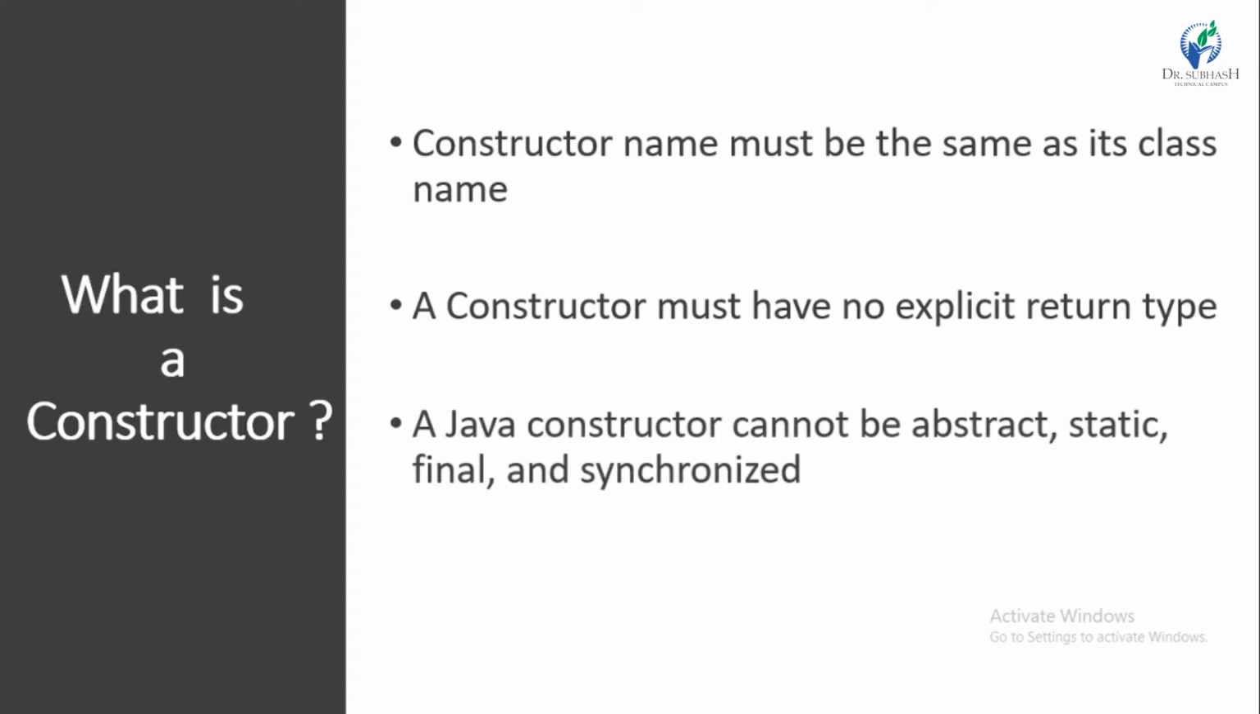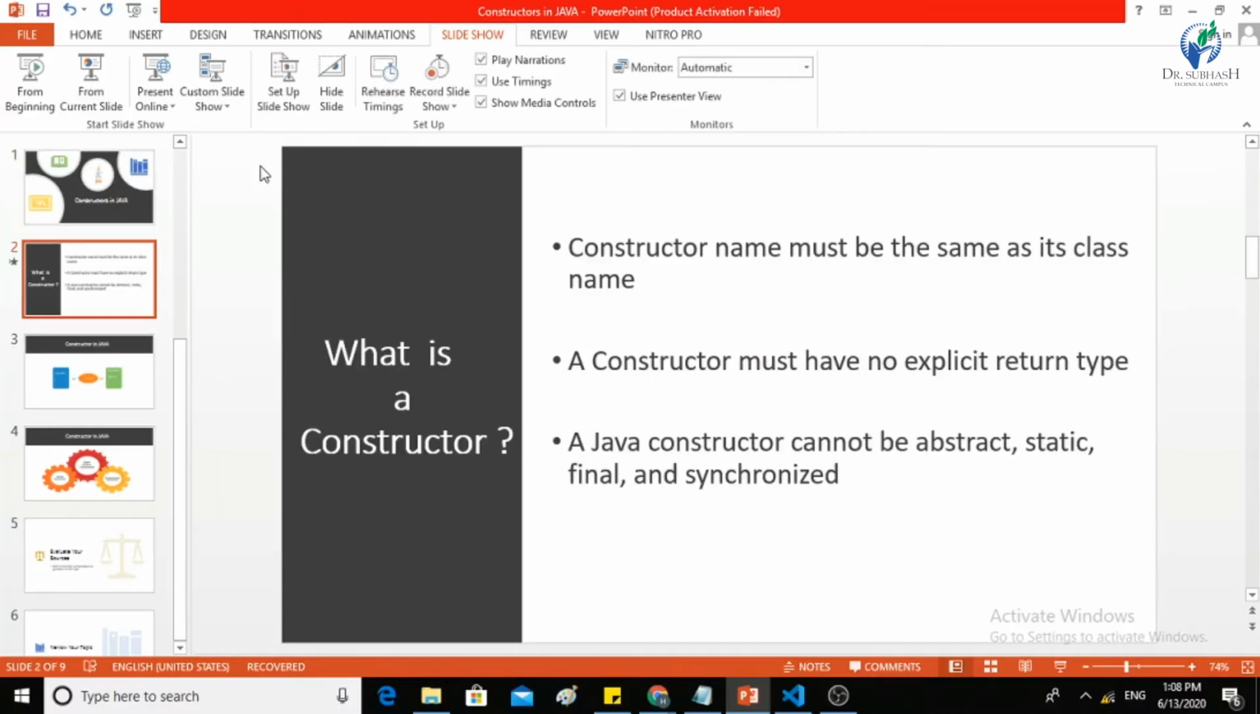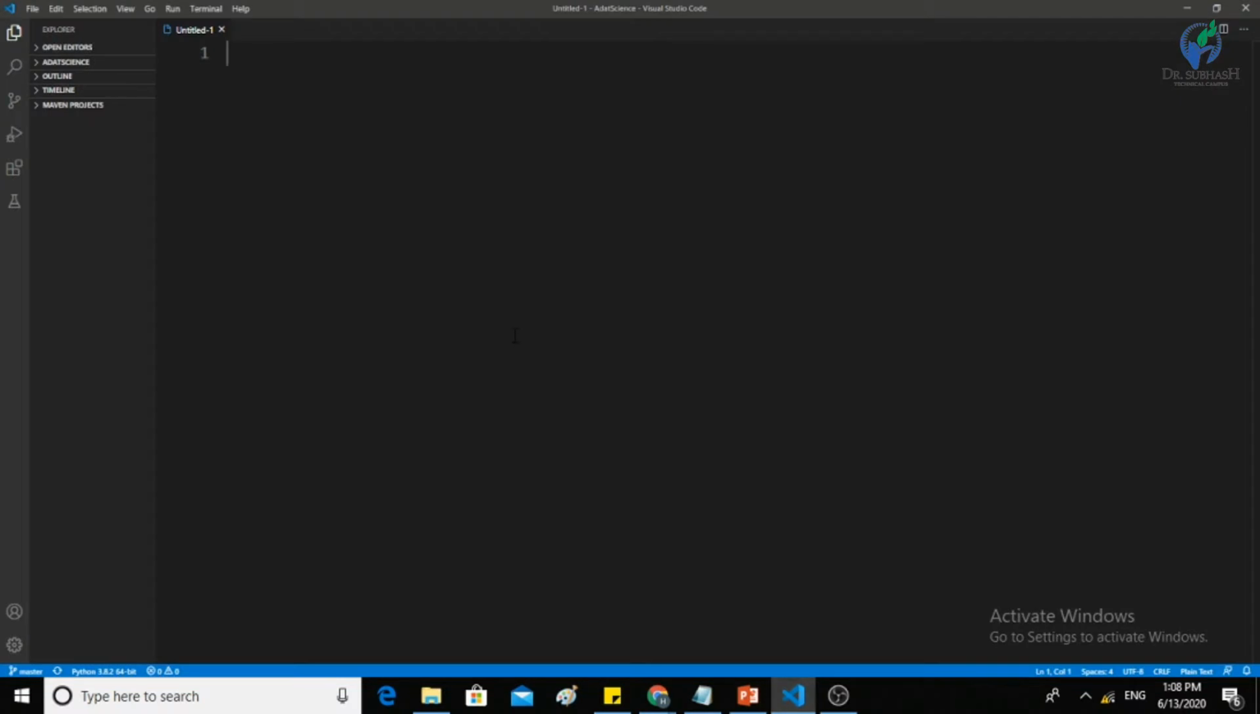Rule number three is that a Java constructor cannot be abstract, static, final, or synchronized. These are somewhat detailed terms, so abstract, static, final, and synchronized will get a separate video. But as of now, just consider that a constructor is nothing but a method with the class name in Java. The constructor does not have a return type. So this was the basics about constructors. Let us move towards the coding so we'll be able to know exactly what a constructor is.